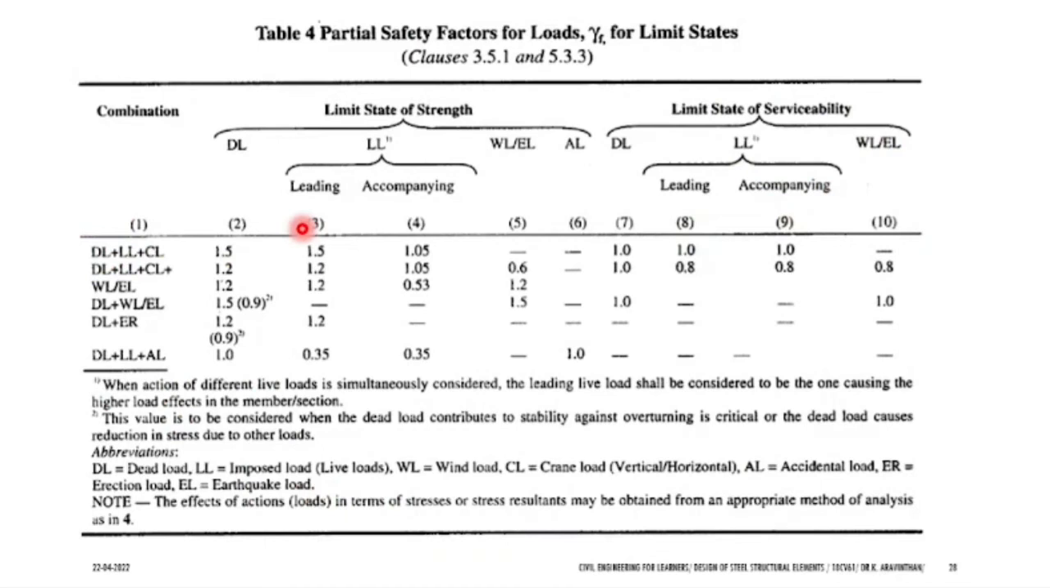Okay. So you take down this Table 4, which is given in IS 800. So how much you should consider is the combination of load. If you consider dead load, live load, and CL is crane load.